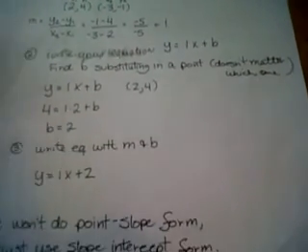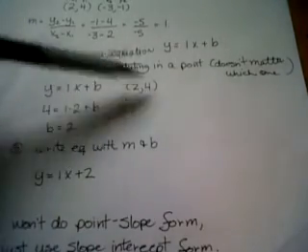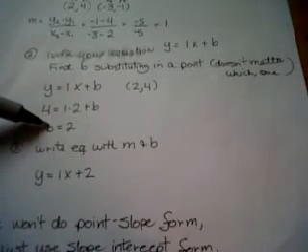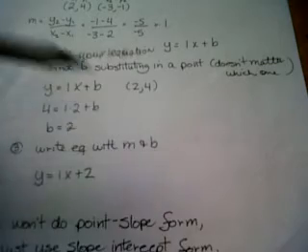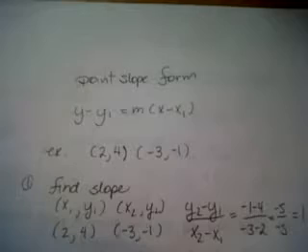Again, I'm going to do just like I did in the last one. I'm going to substitute that point in, the 2 for my x, the 4 for my y. I'm going to solve for my b. I'm not finished. I now need to write my equation with the m and the b in it. So y equals 1x plus 2.